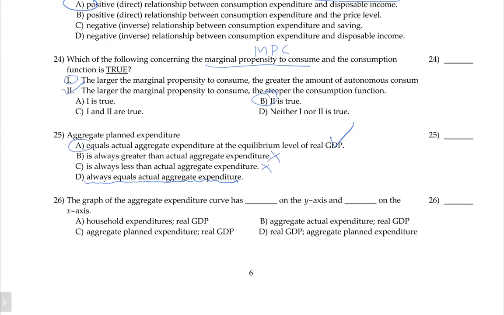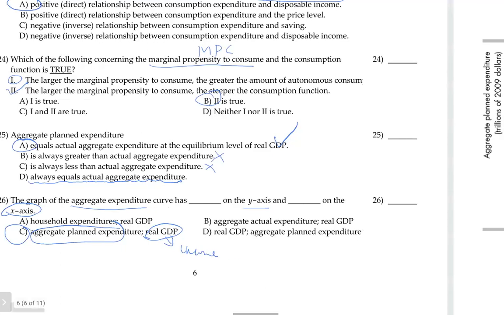Okay, so answer is A. Okay. Now look at 26. The graph of the aggregate expenditure curve has what on the Y and what on the X? Okay, so that is coming from the definition. So actually C. So we have real GDP, so that gives us income on the X axis or horizontal line, and aggregate planned expenditure on the vertical line. Okay, so this is 26.